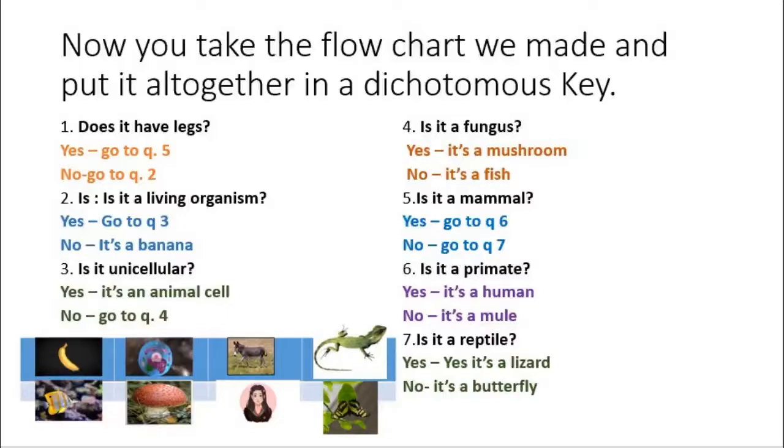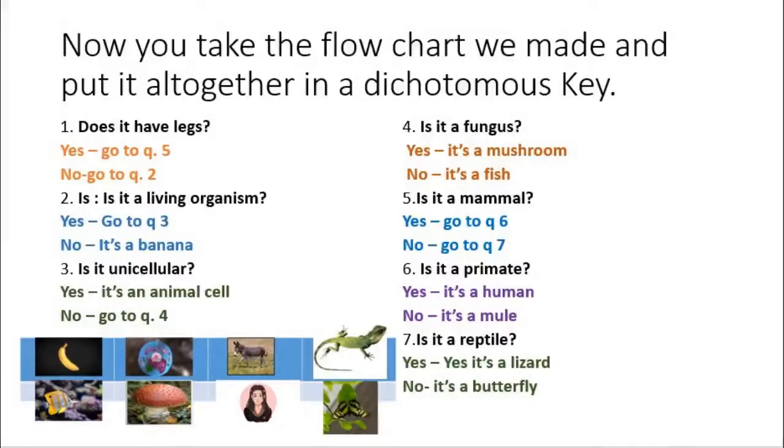Let's try one more. I'll take the cell. Start at the beginning. Does it have legs? No. Go to question 2. Is it a living organism? Yes, it is. So we'll go to question 3. Is it unicellular? Yes, it's an animal cell.